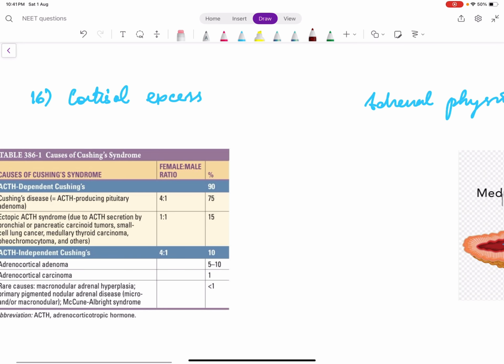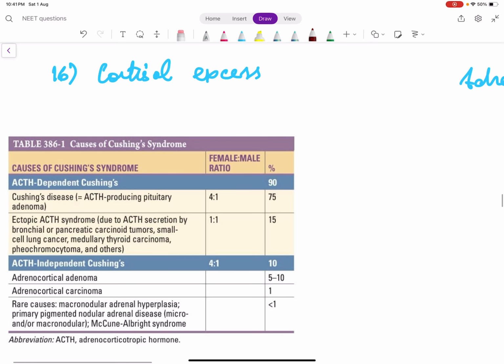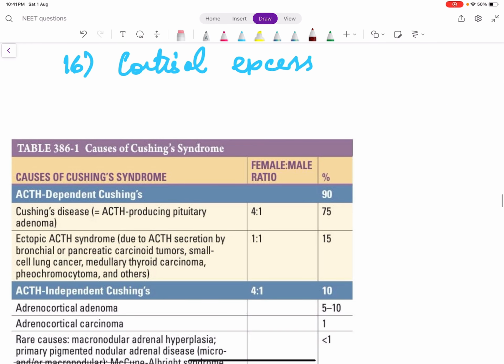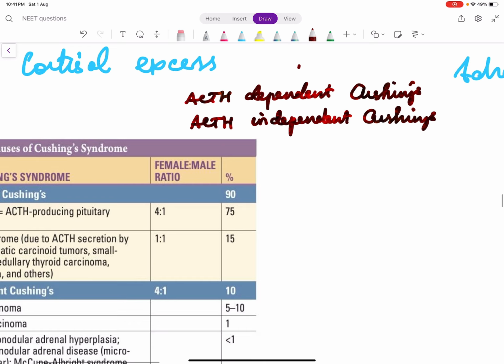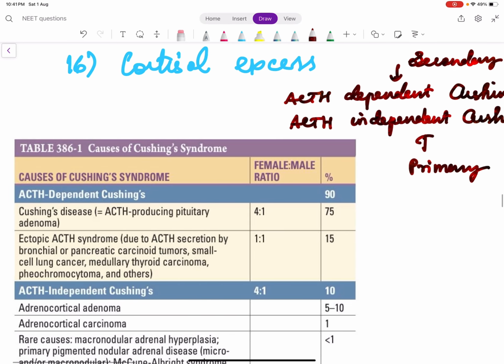So we just started a discussion about cortisol excess while discussing about anti-pituitary hormones. So we are discussing about the term ACTH dependent Cushing's and ACTH independent Cushing's. So ACTH dependent Cushing's is secondary, right? Problem is with the pituitary. ACTH independent Cushing's is primary, that is the problem is with the gland. Only the term has been given differently.